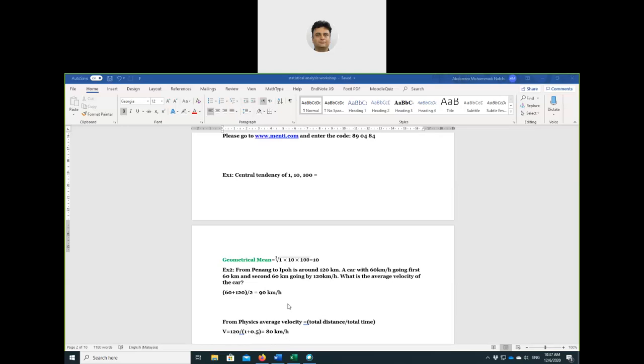Now here, if you take the 60 kilometers and 120 to get the mean, it gives you 90 kilometers per hour. But if you use the physics, the real average is 80 kilometers per hour. Why? This is the difference between them.